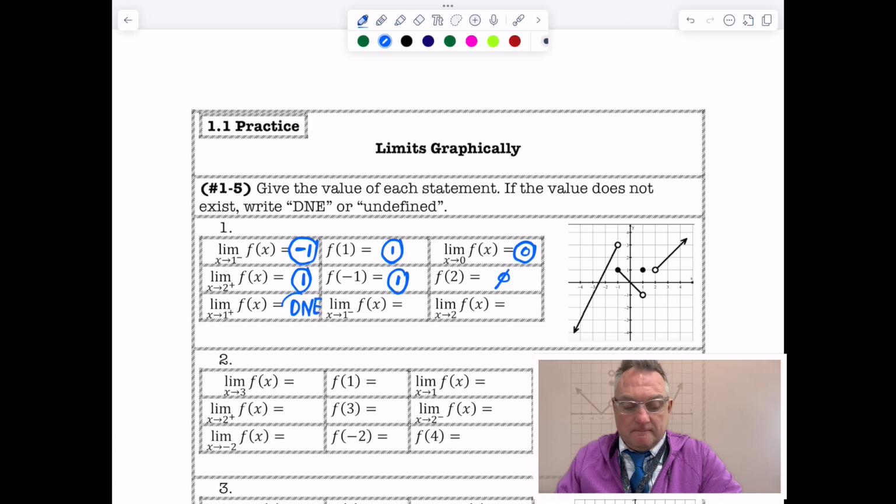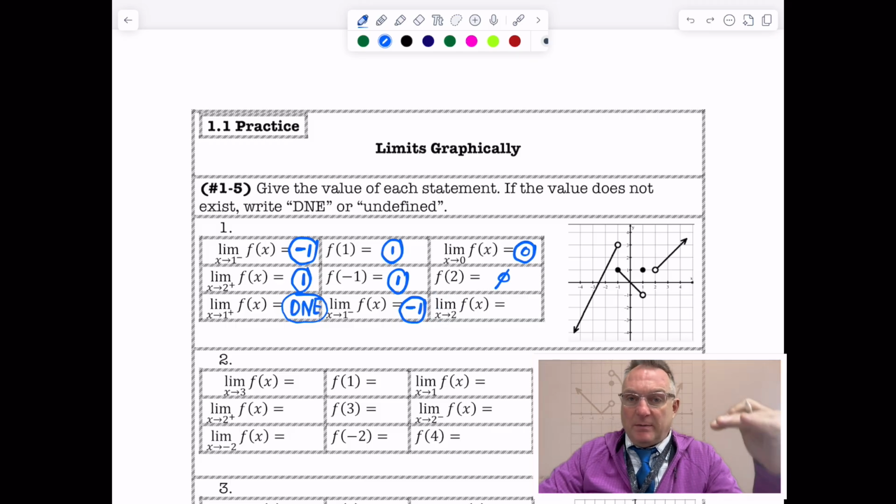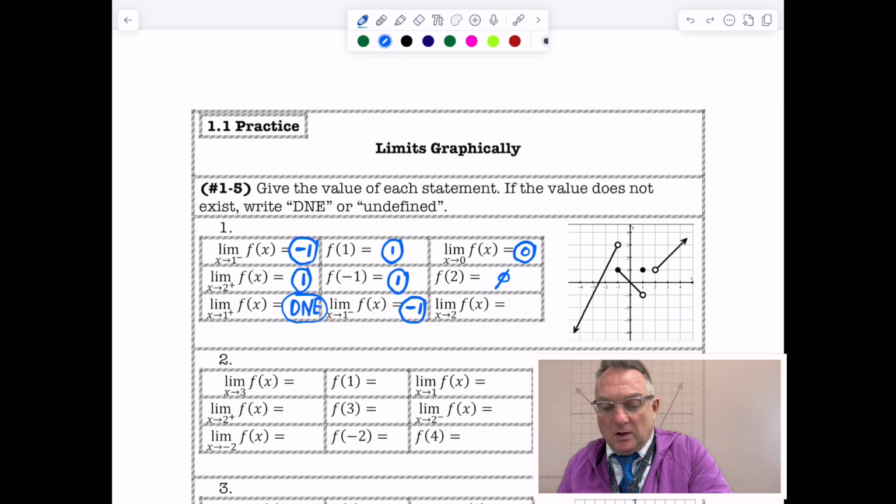Okay. And then the next one, as it approaches 1 from the negative side, it approaches the open circle, which is negative 1. And then lastly, when they have it just equal to a positive 2, that means from both sides when they don't specify. When x is 2, I've got it right here. Well, it only approaches from the right. It doesn't approach from the left, so that does not exist. It only has a right-sided limit for that one.